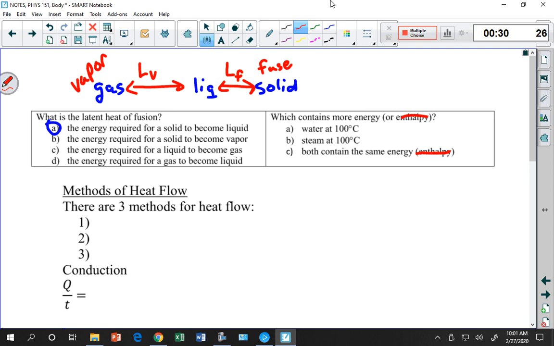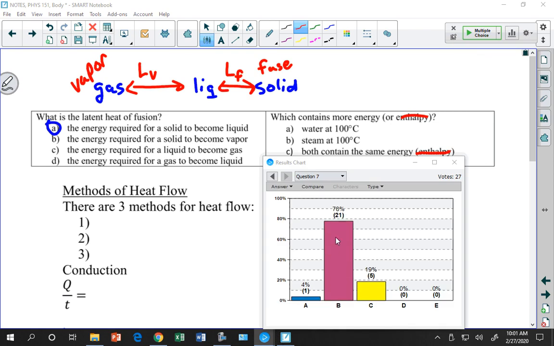All right, let's stop at 37. Okay, good. B is right.